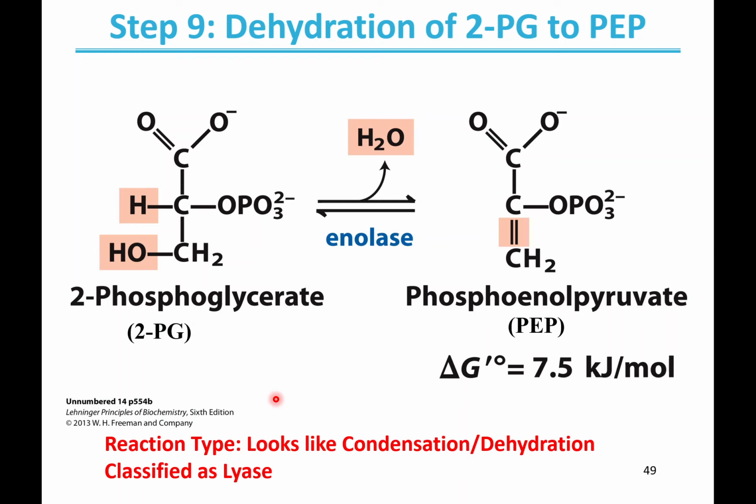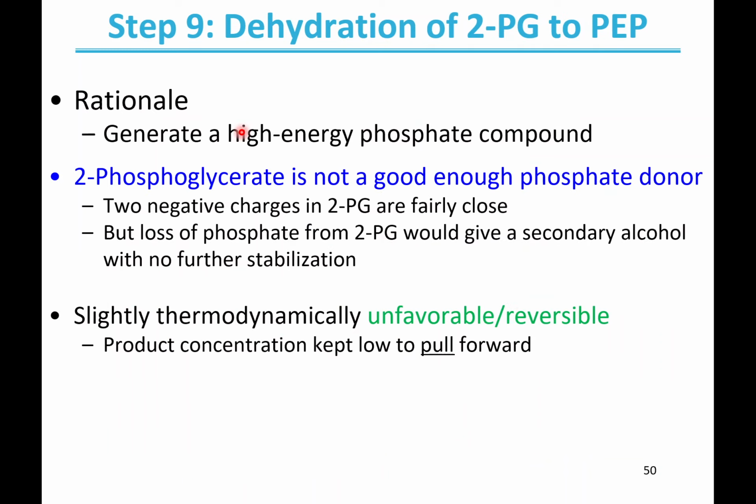Okay, this reaction type, it looks like a condensation, right? Or a dehydration, because you're removing water there. However, it's classified as a lyase. Okay, the rationale behind this is you need to generate a high energy phosphate compound, which then can be used to donate that phosphate to make an ATP. Okay, so this is our last step of making a high energy intermediate.